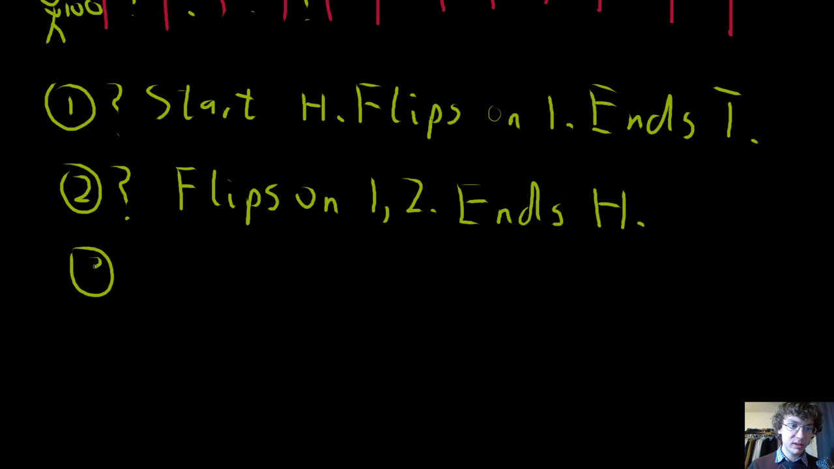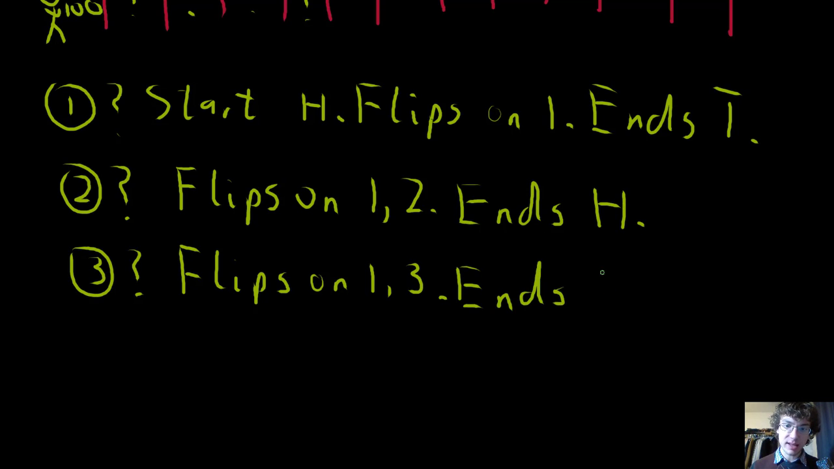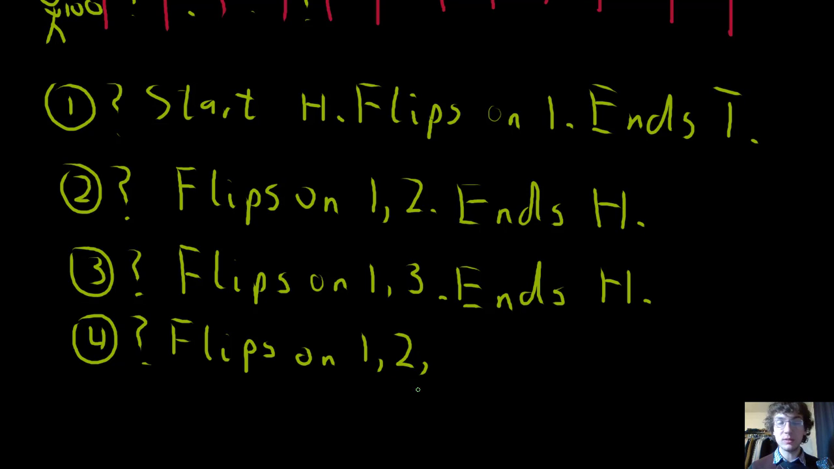Now 3 is similar. 3 will not flip on person 2, because 2 flips every other coin, but he flips on 1, because person 1 flips all the coins, and he flips on 3, because person 3 flips every third coin. So that means this guy will also end heads up. And then, well, I'll stop at 4, and then we'll try to figure out the rest of the pattern. So 4, well, here's where it gets interesting, because this guy flips on person 1, because 1 flips all of them, 2, because 2 flips every other coin, and 4, because 4 flips every 4th coin. So this guy flips 3 times, and he's going to end on tails.